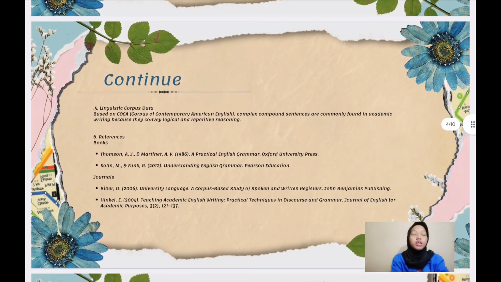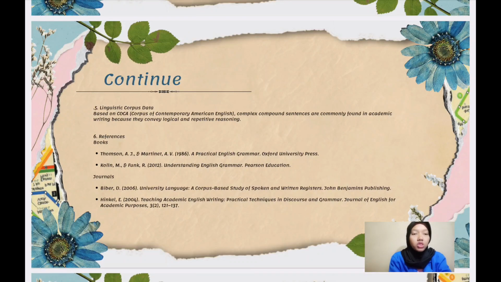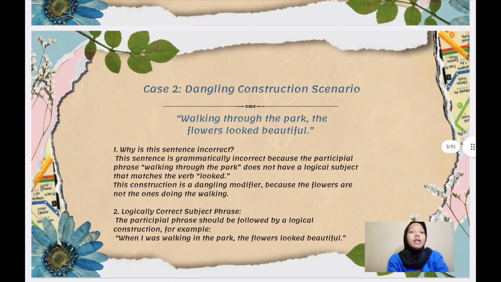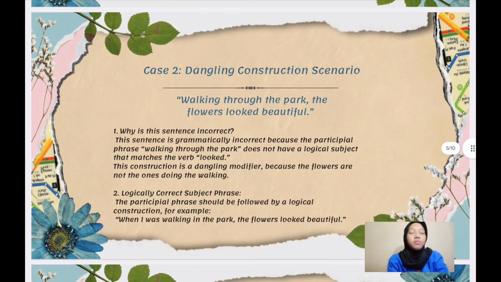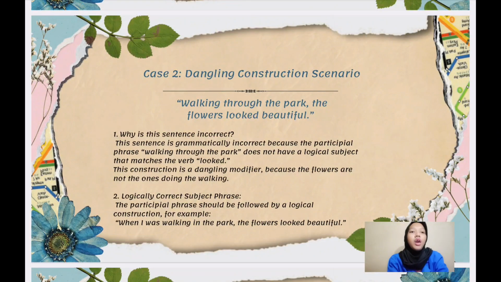According to Bieber et al., 2006, compound complex sentences often appear in academic writing because they help express logical and hierarchical relationships between ideas. Case 2. Dangling construction scenario. Next, we have case 2, dangling constructions.